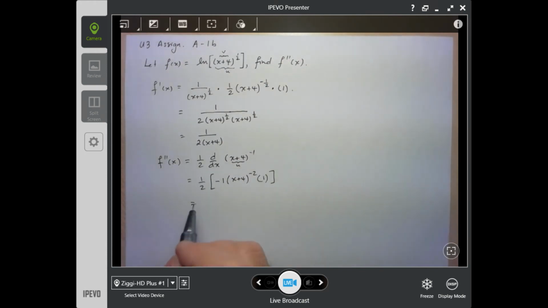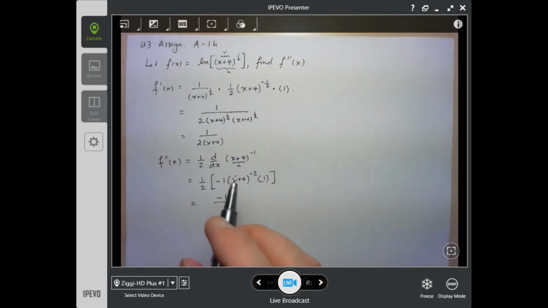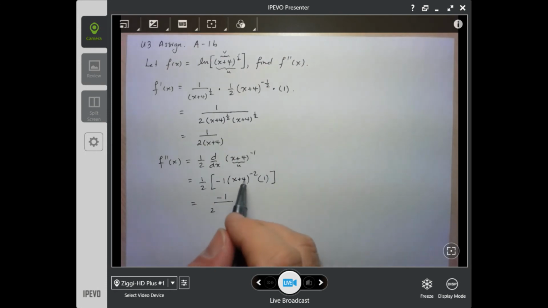All right, so let's clean this up. In the numerator, the only thing I'm going to be left with is the negative 1. And then in the denominator, I'm going to have the factor of 2 and bring this expression into the denominator, x plus 4 squared.